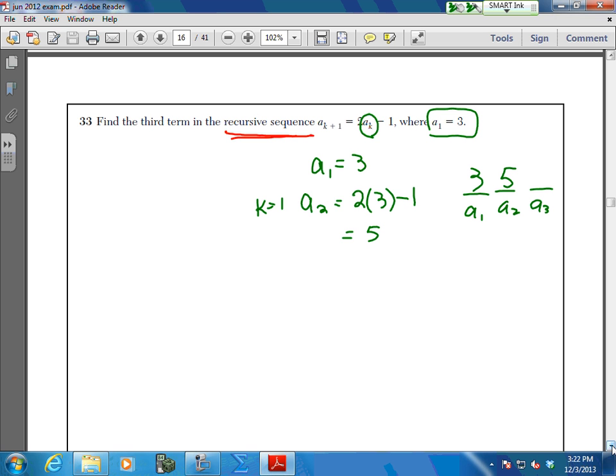Okay, now, next time around, K is 2. So 2 plus 1, this is your A3. 2 times A of 2, which is your 5 that you just found, minus 1. You start, if you noticed, with the first one. It goes in here. Then you find a new one, and that goes in here. And that will find you this one, your last step, which is 9. This is the one they're looking for.